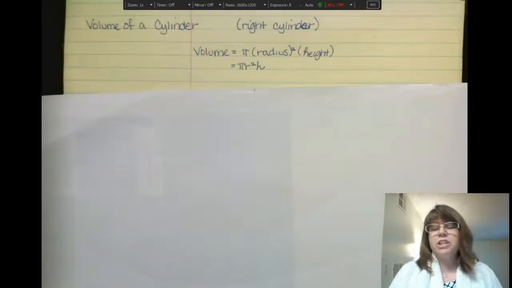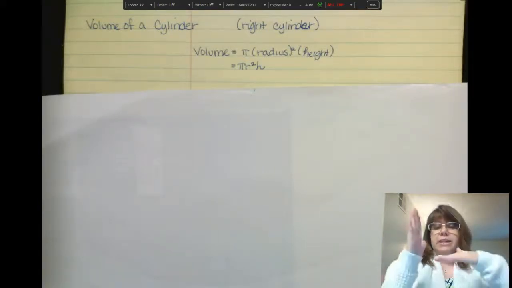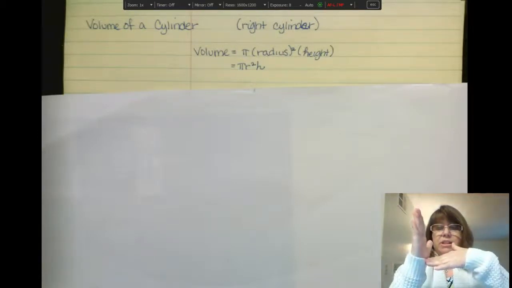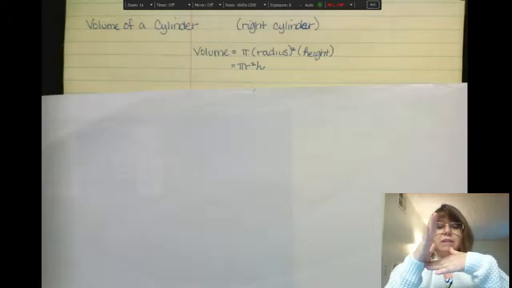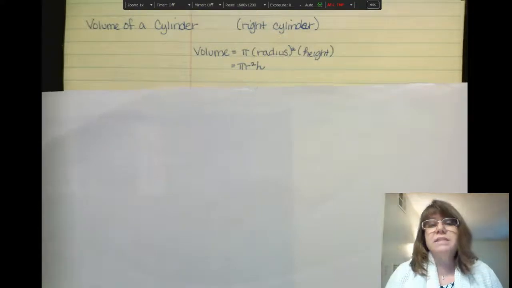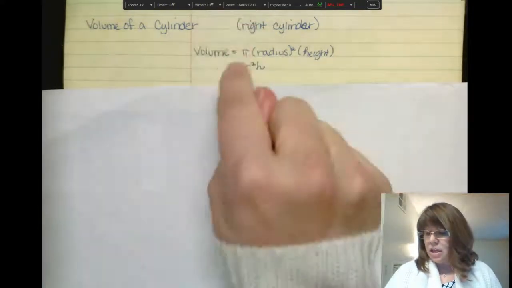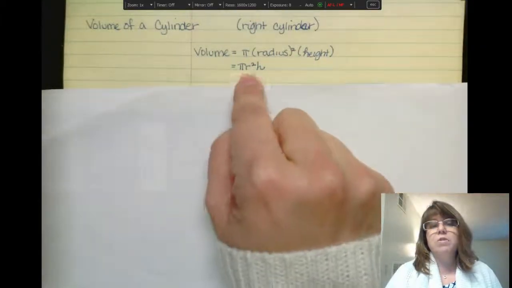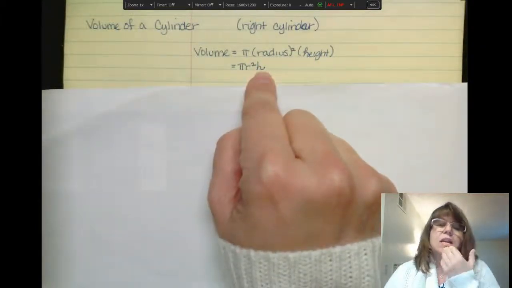Our next geometric shape we're going to find the volume of is a cylinder. Now this particularly is a right cylinder. What I mean by right cylinder is the edge of the cylinder and the bottom of the cylinder make a right angle. So it's not tilted, it's straight up, and it's perpendicular, it has a right angle. So the volume of the cylinder is going to be pi r squared times height. So pi r squared h.